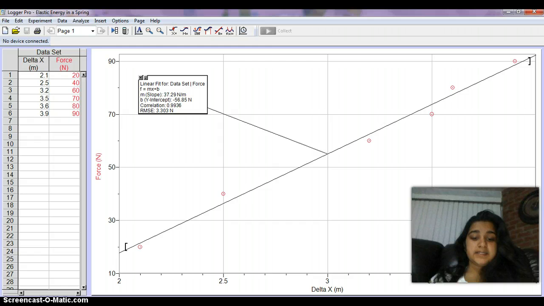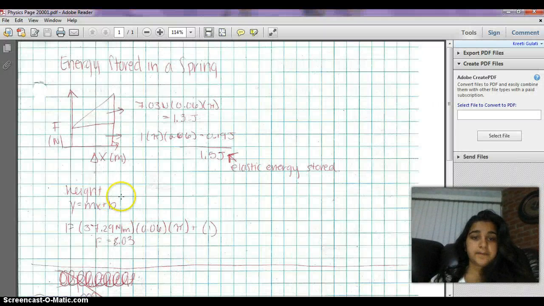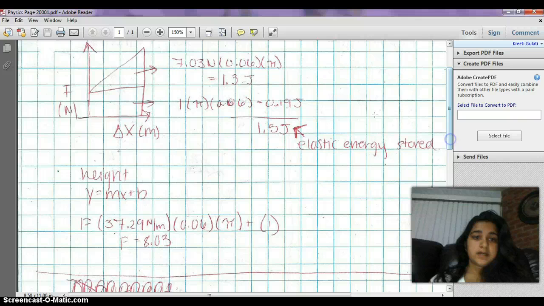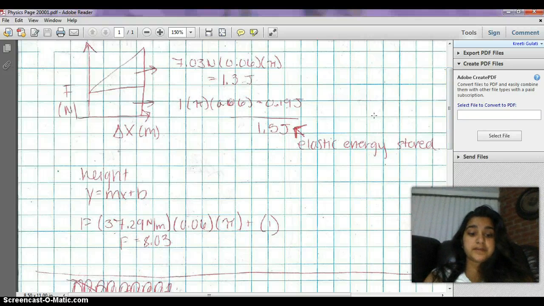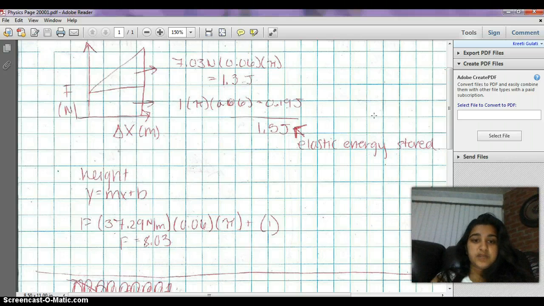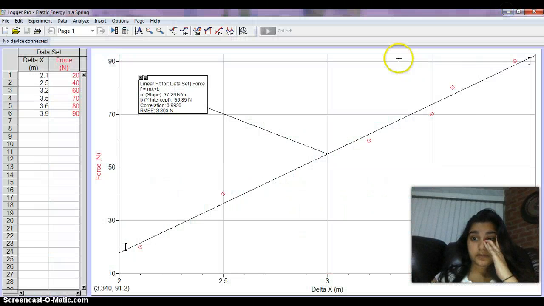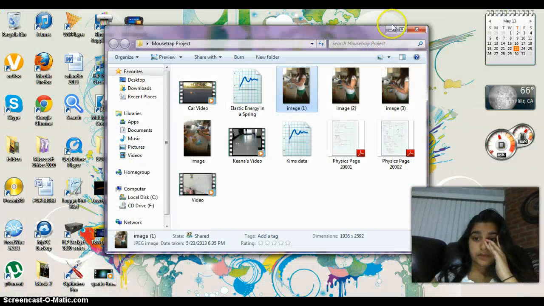In order to find the elastic energy, let's go to the PDF here. We have to solve for the area under the graph. And it was applicable, so we solve for the triangle and the rectangle. And okay, I just realized I did something wrong here. Right here, I forgot to divide by 2. So it's 1.3 divided by 2, and I can just pull up Excel real quick and solve for that.